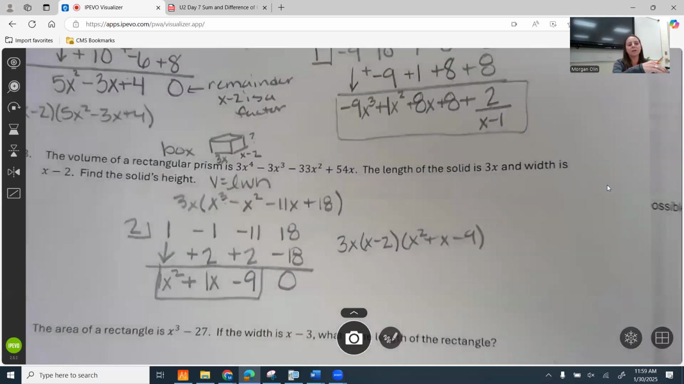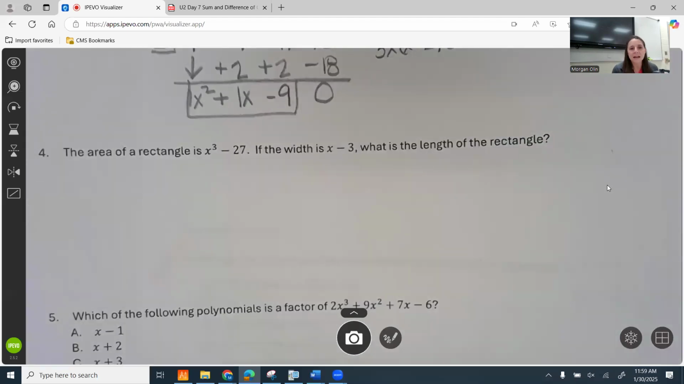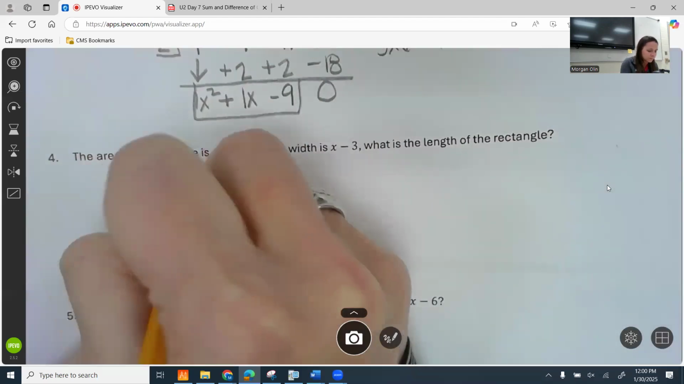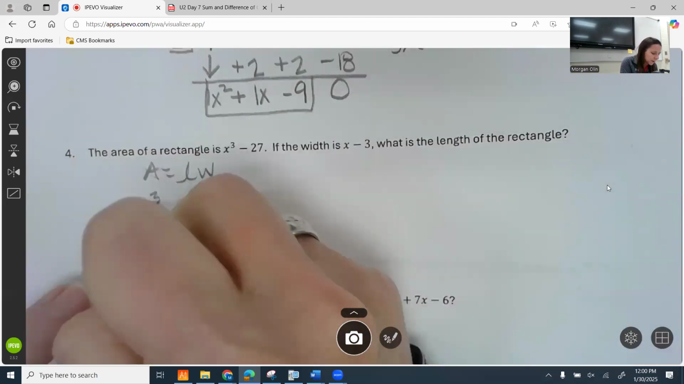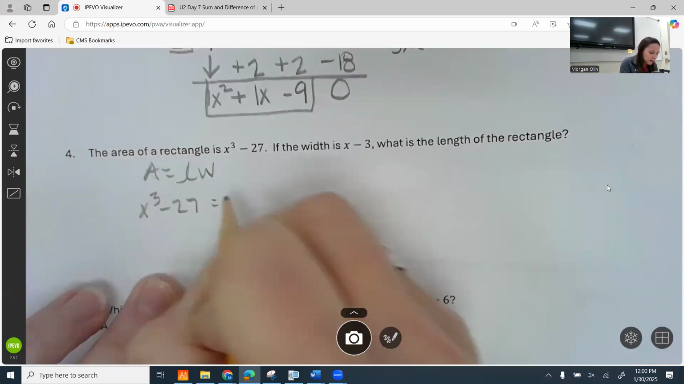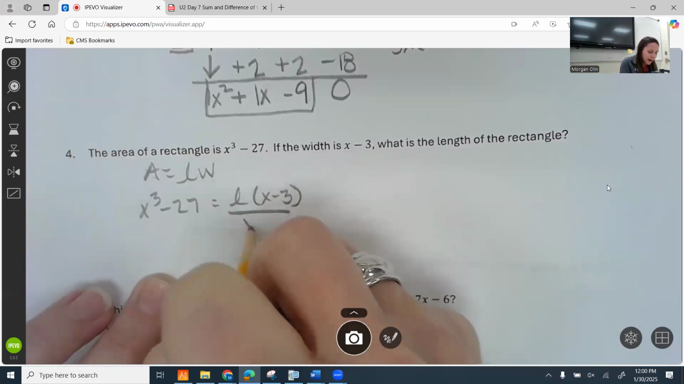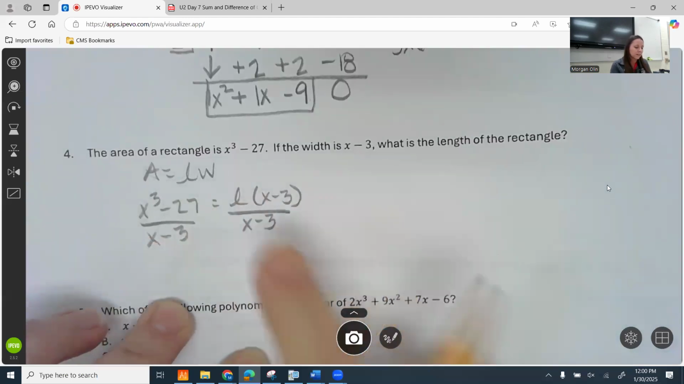All right, moving right along to number 4. The area of a rectangle is x cubed minus 27. If the width is x minus 3, what is the length of the rectangle? Think area is just length times width. If the area is x cubed minus 27, and I know the width is x minus 3, if I divide by the x minus 3, it's going to leave me with the length.